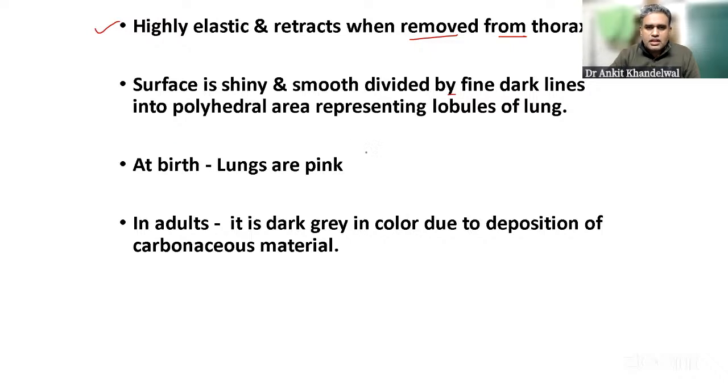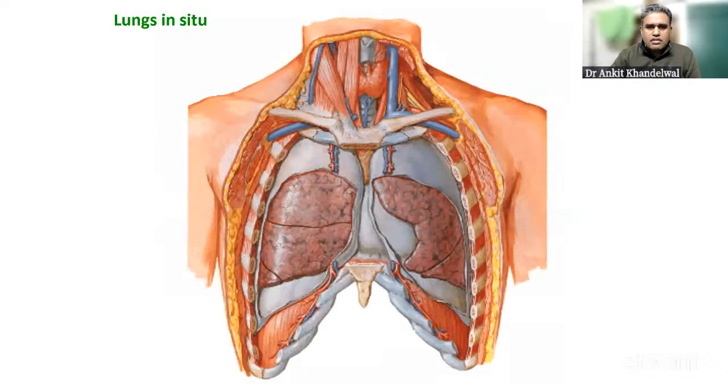At birth, lungs are pink. So remember this. In adults it becomes dark green in color due to deposition of carbonaceous material. Obviously, a bit of pollution is always there, and we inhale dust from soils, because respiration is something that is continuous. It goes on the entire life, right? So the color changes.